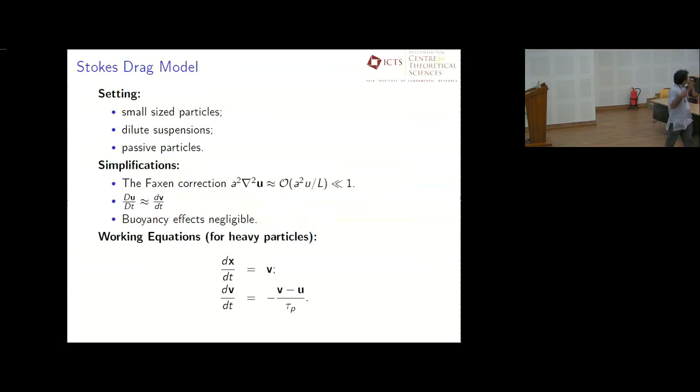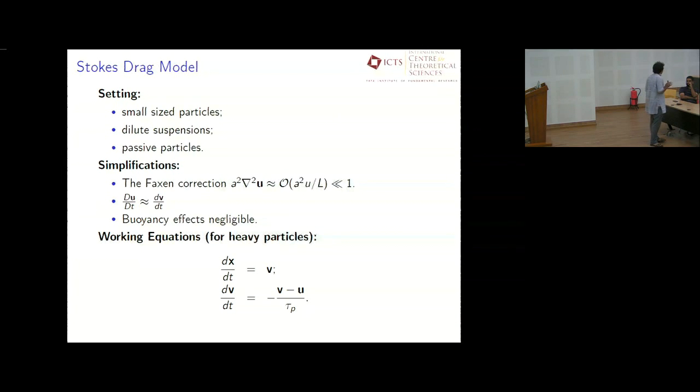However, one can make enough simplifications to this equation, and then what one ends up with is an equation of motion. This is valid for a nuclei water droplet in a warm cloud, and one ends up getting a rather simple system of equations. If x is the position of the particle, dx/dt is equal to the velocity, and dv/dt is equal to 1 over tau_p, some characteristic time scale of the particle, and I'll come to your question, Amit, in a second, multiplied by the slip velocity.